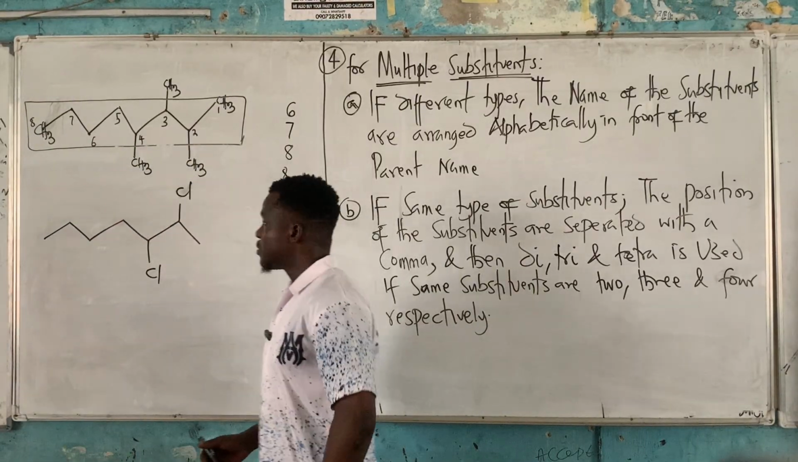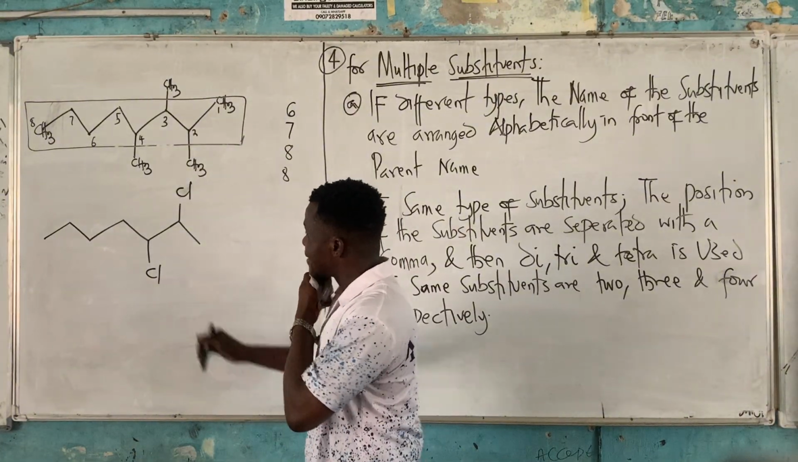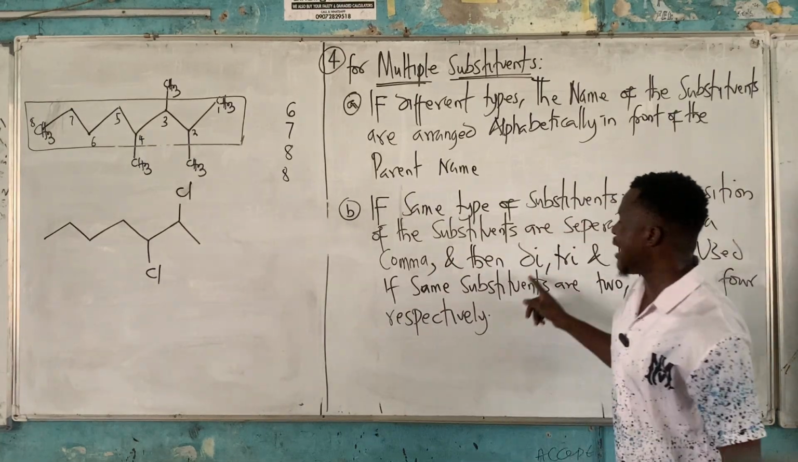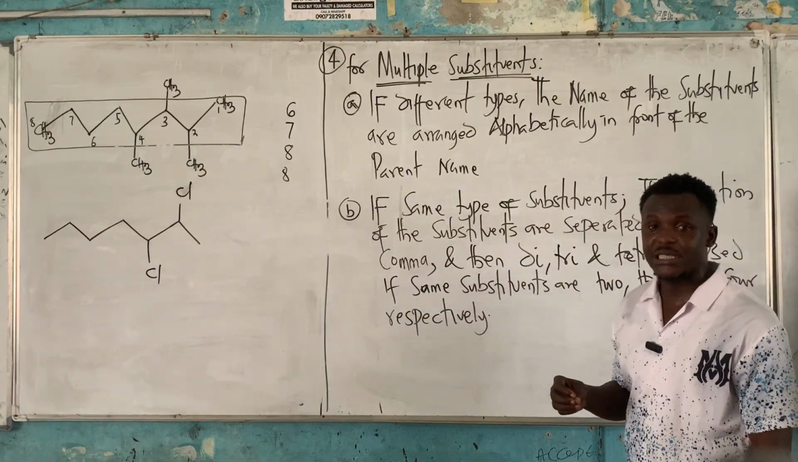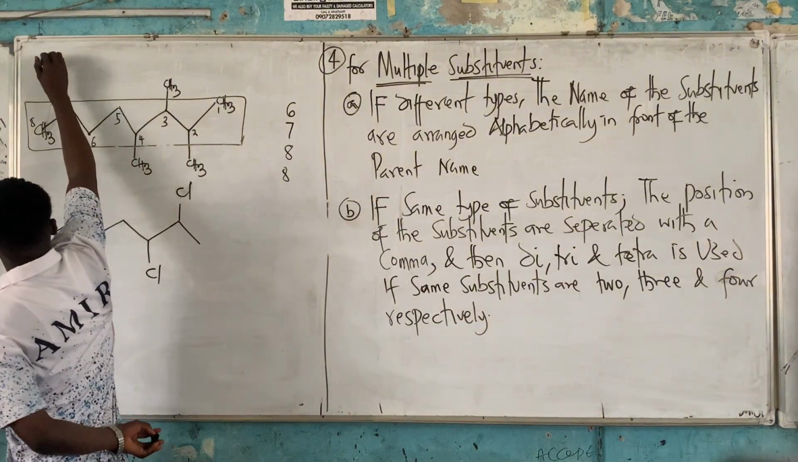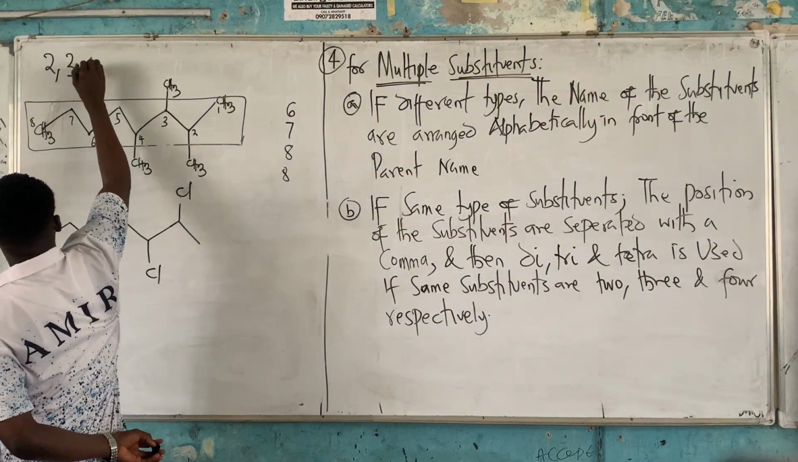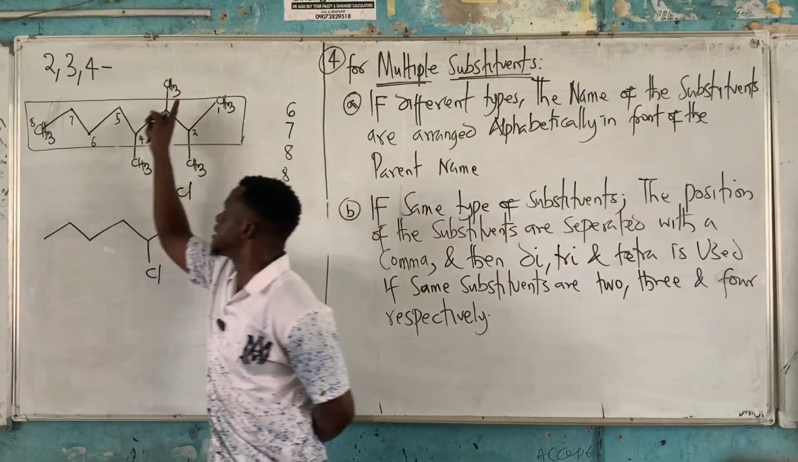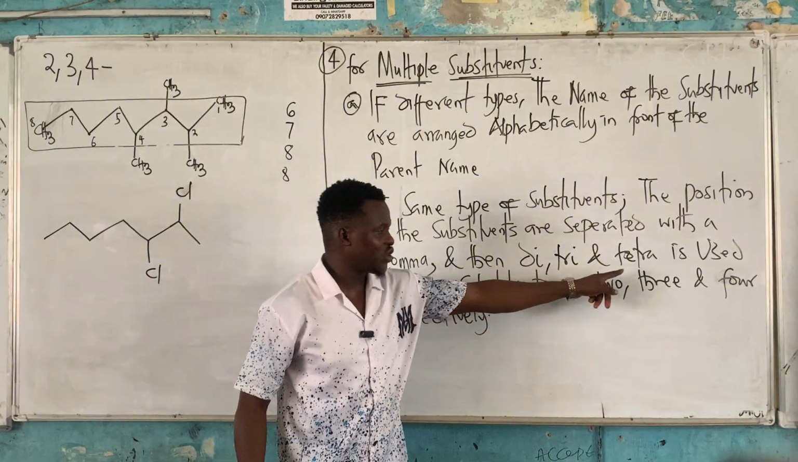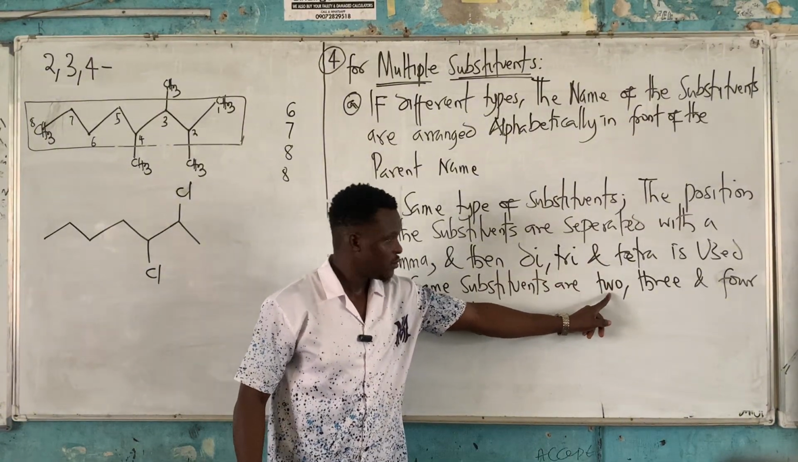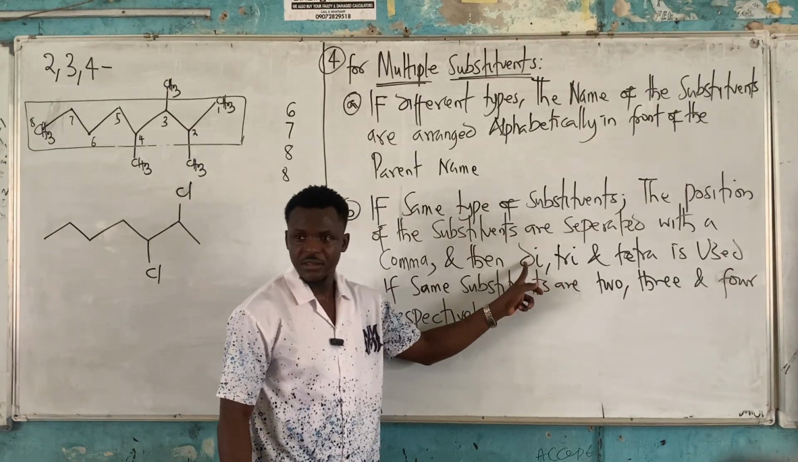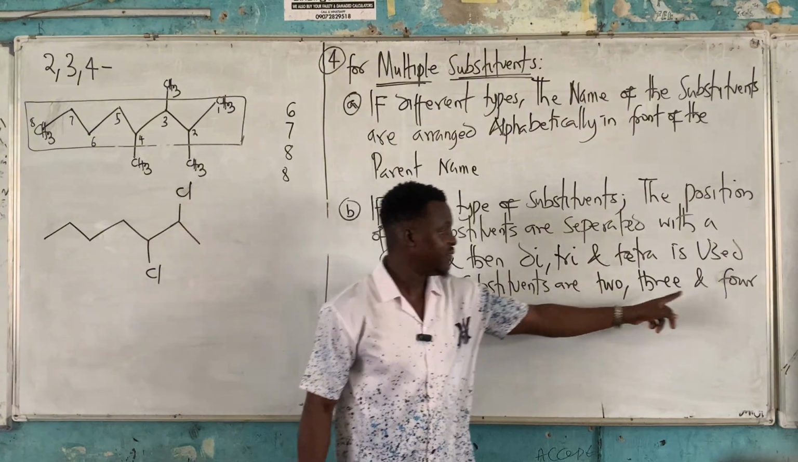All right. So class, since we have 3 same type of substituents, this is what we are going to do. The rule says, if they are same type, their position numbers will be separated with a comma. So the first one is at 2, 3, and 4. So this becomes 2, 3, what? 4. How many of these same type are present here? And then di, tri, and tetra is used if the substituents are what? I believe you know what this respectively means, right? If it is 2, you use what? If it is 3, you use what? If it is 4, you use what?